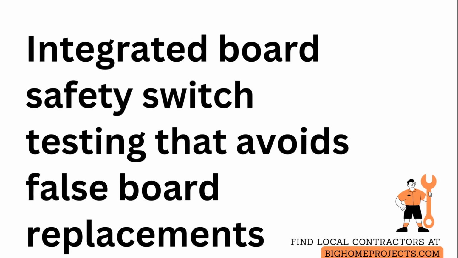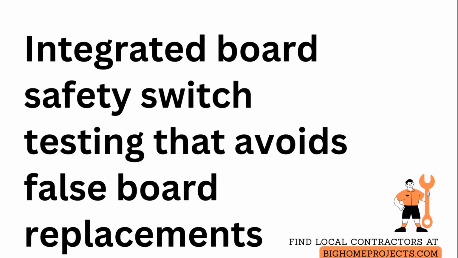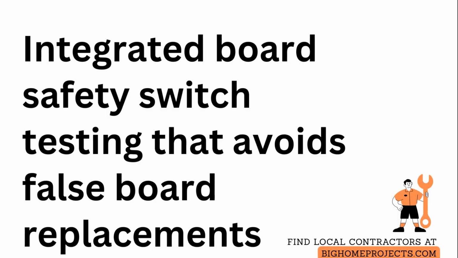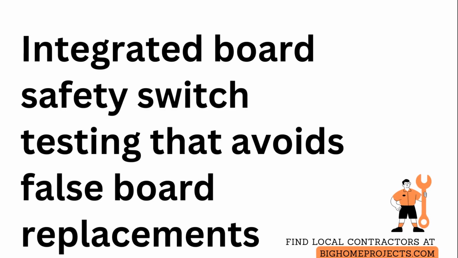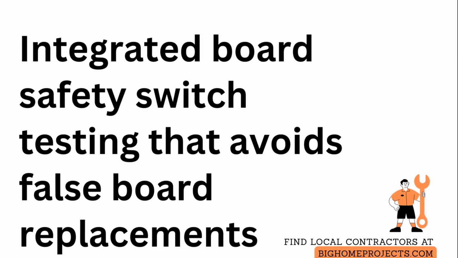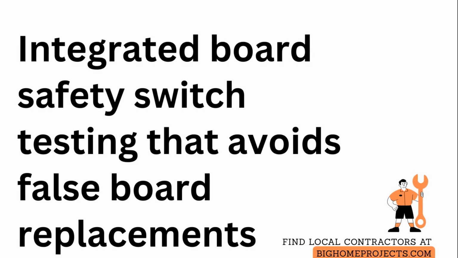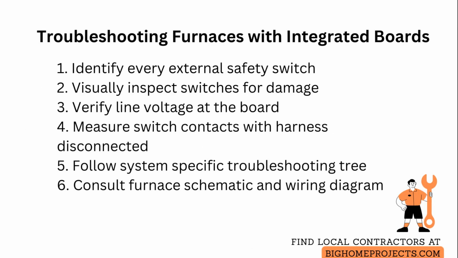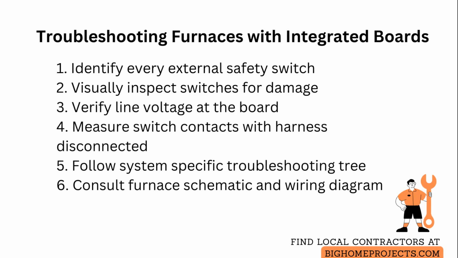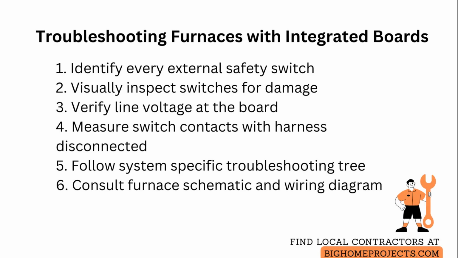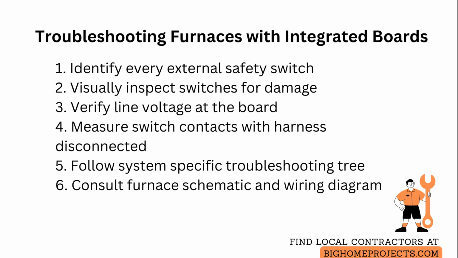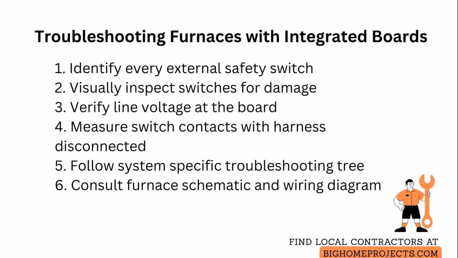If your furnace uses an integrated circuit board, safety switch troubleshooting still needs the same basic checks, but the diagnostic flow can differ because the board may change how and when switches are pulled. Start by identifying every external safety switch in the circuit, such as the limit switch, flame rollout switch, pressure switch, and door interlock. With the power off, visually inspect each switch for corrosion, loose wiring, or mechanical damage and confirm each actuator moves freely without binding.